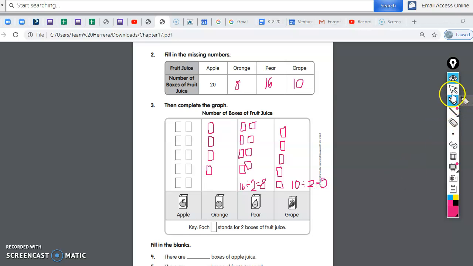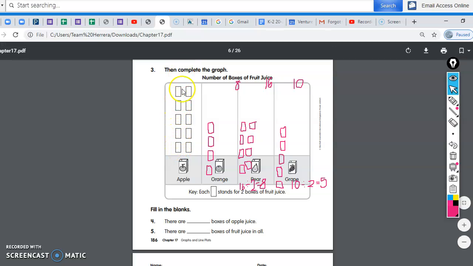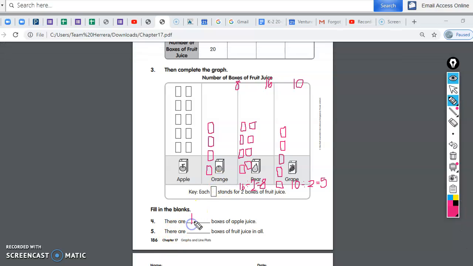Okay, and now it just says to fill in the blanks. Number 4, there are blank boxes of apple juice. So how many did we have? 1, 2, 3, 4, 5, 6, 7, 8, 9, 10. So I am going to write on number 4, 10. And number 5, there are blank boxes of fruit juice in all. So we have 10 here.